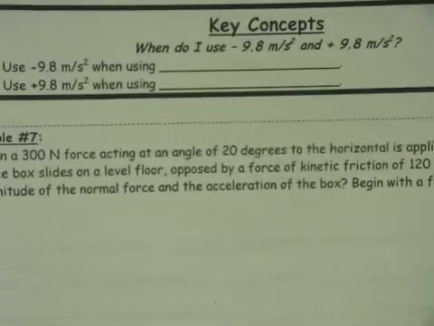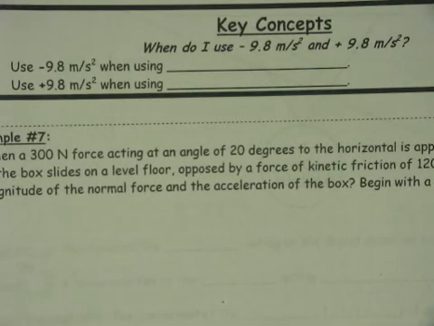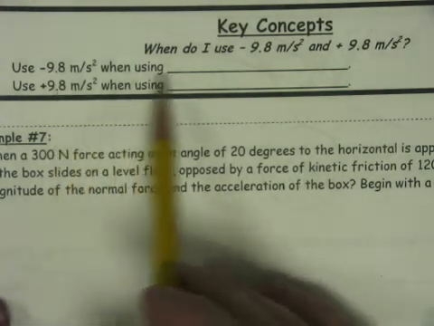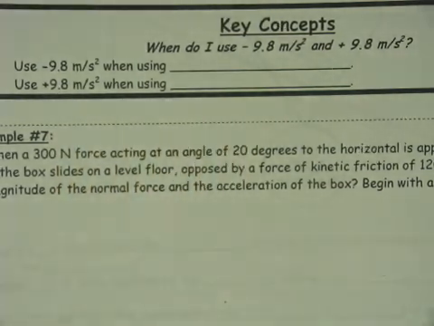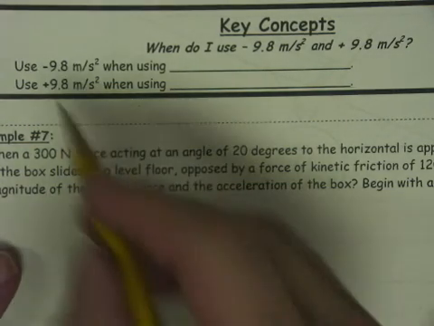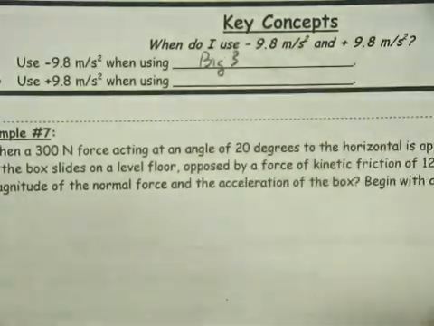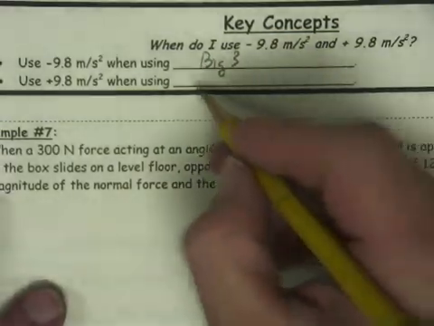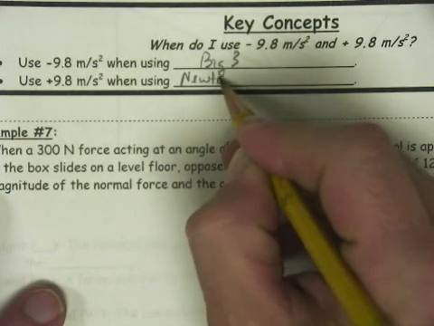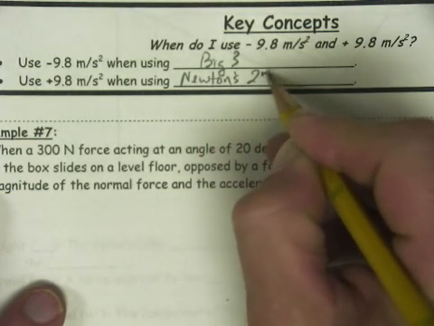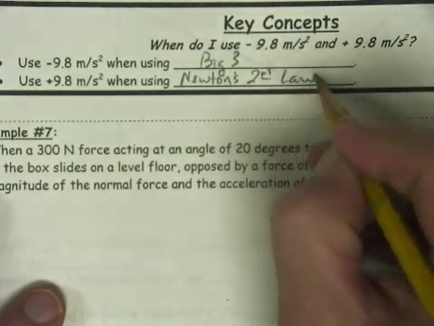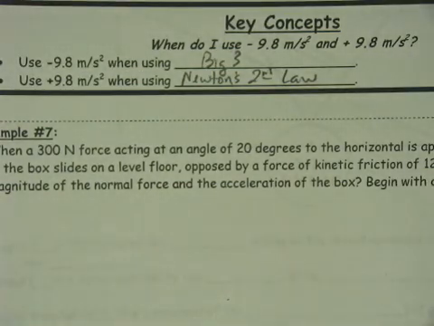All right, next one. Key concepts, next page. Okay, when do I use negative 9.8? When do I use positive 9.8? It's pretty important we get this straight. We use negative 9.8 when we're doing the big three. Anytime you use the big three, it's negative. When we do Newton's second law, 9.8 is positive, and that's going to be in this example that we're going to do next.